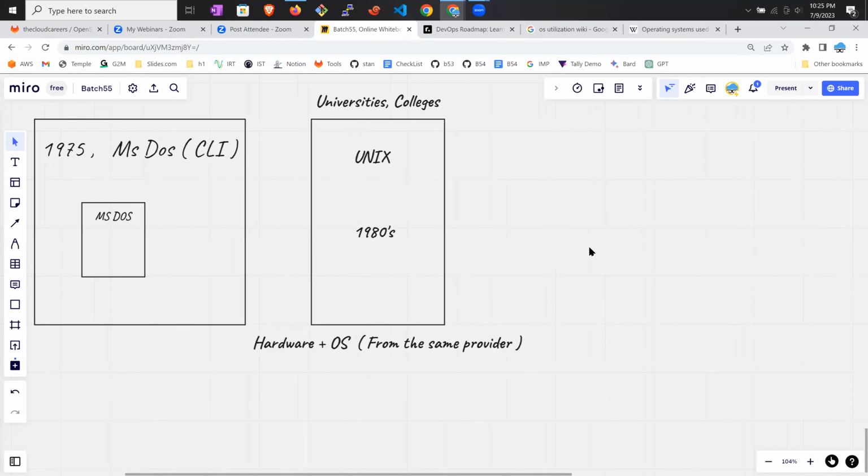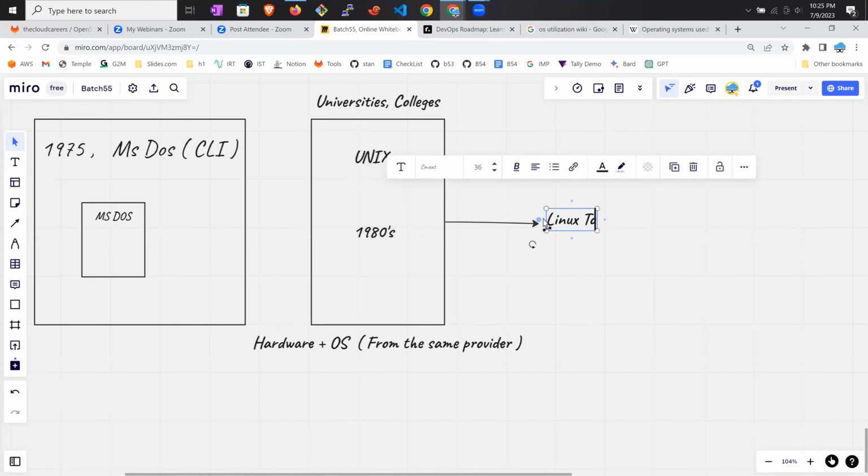Keeping that in mind, there is a nice engineer whose name is Linus Torvalds. This guy felt, why do I need to pay for an operating system? I like it, but why do I need to pay for it? He thought about these concepts and wanted to build something.